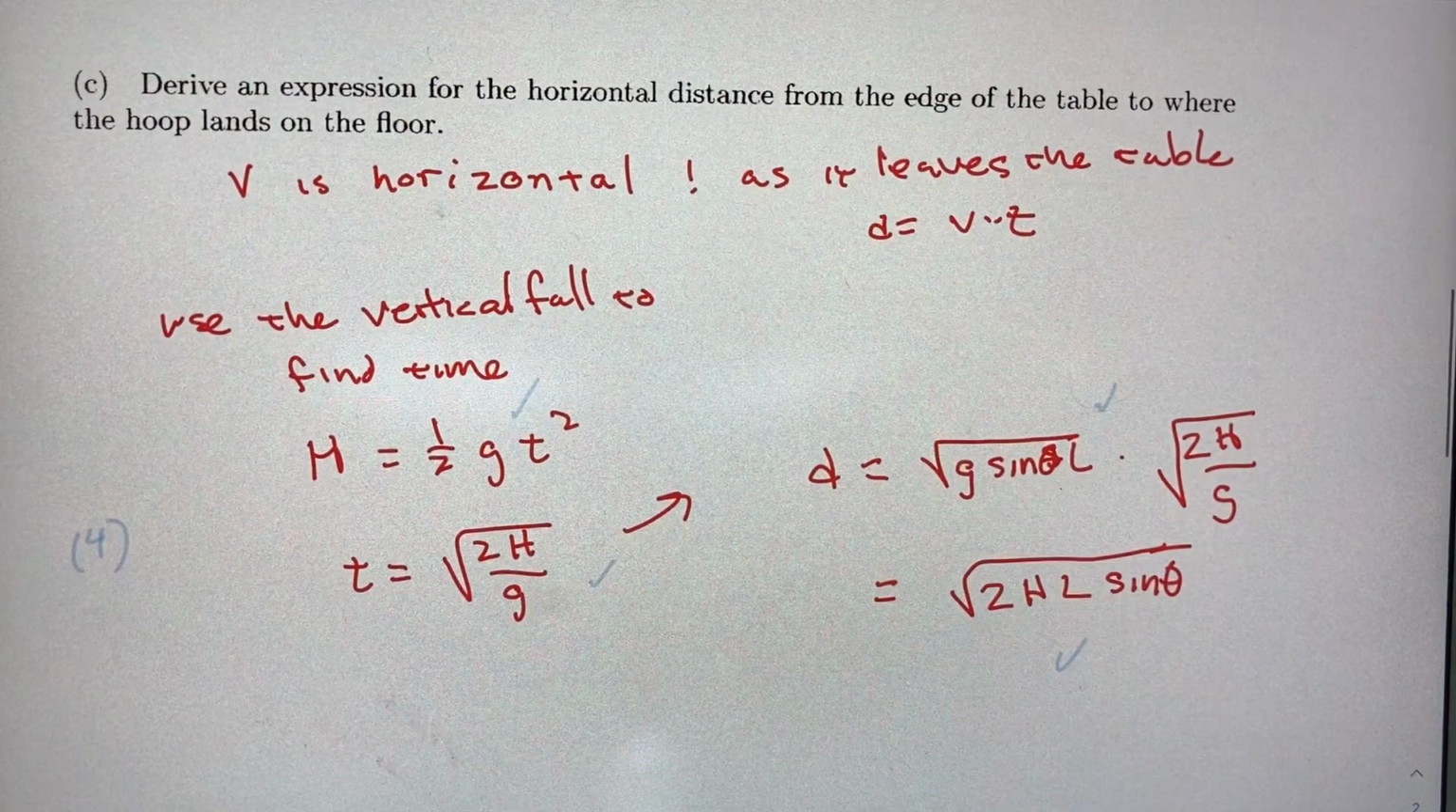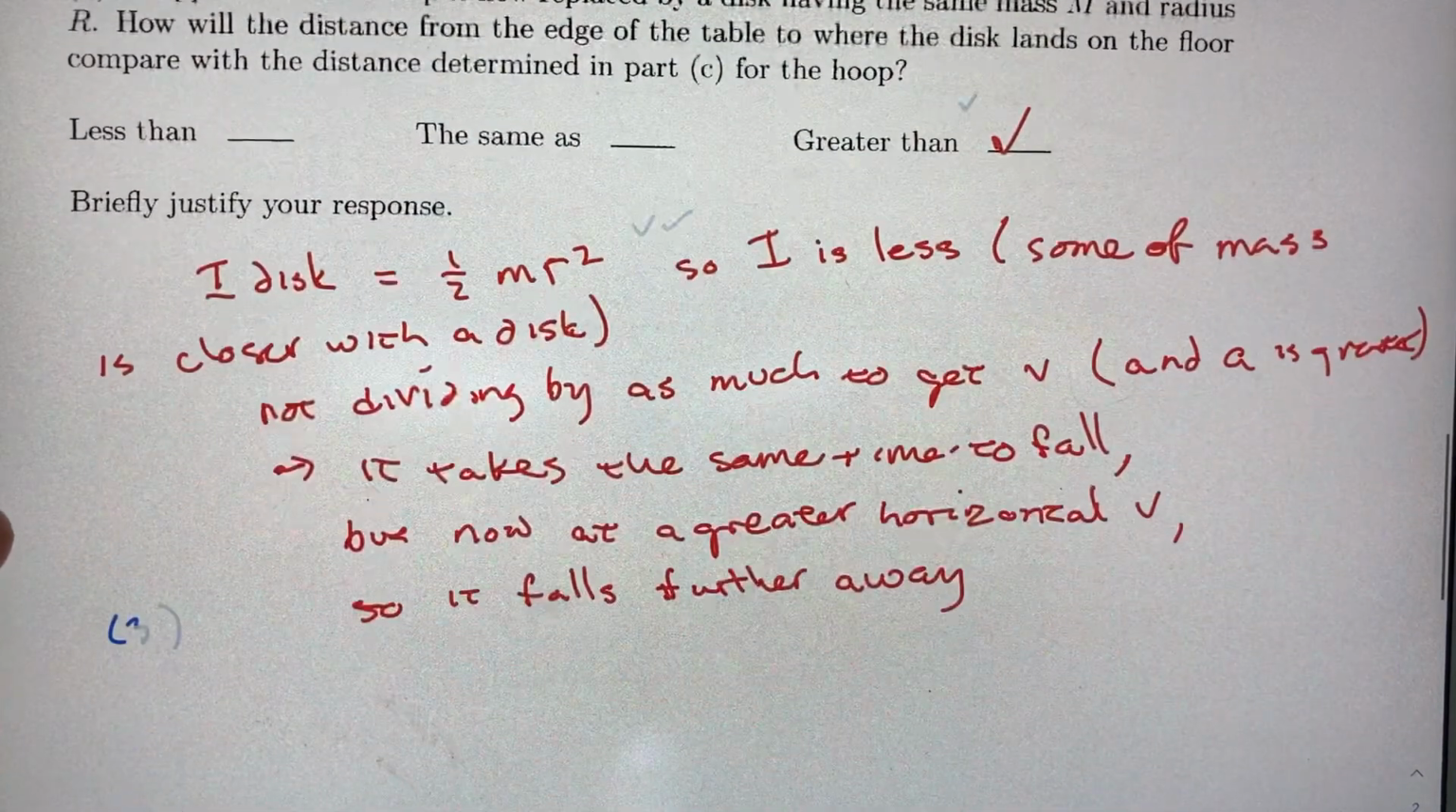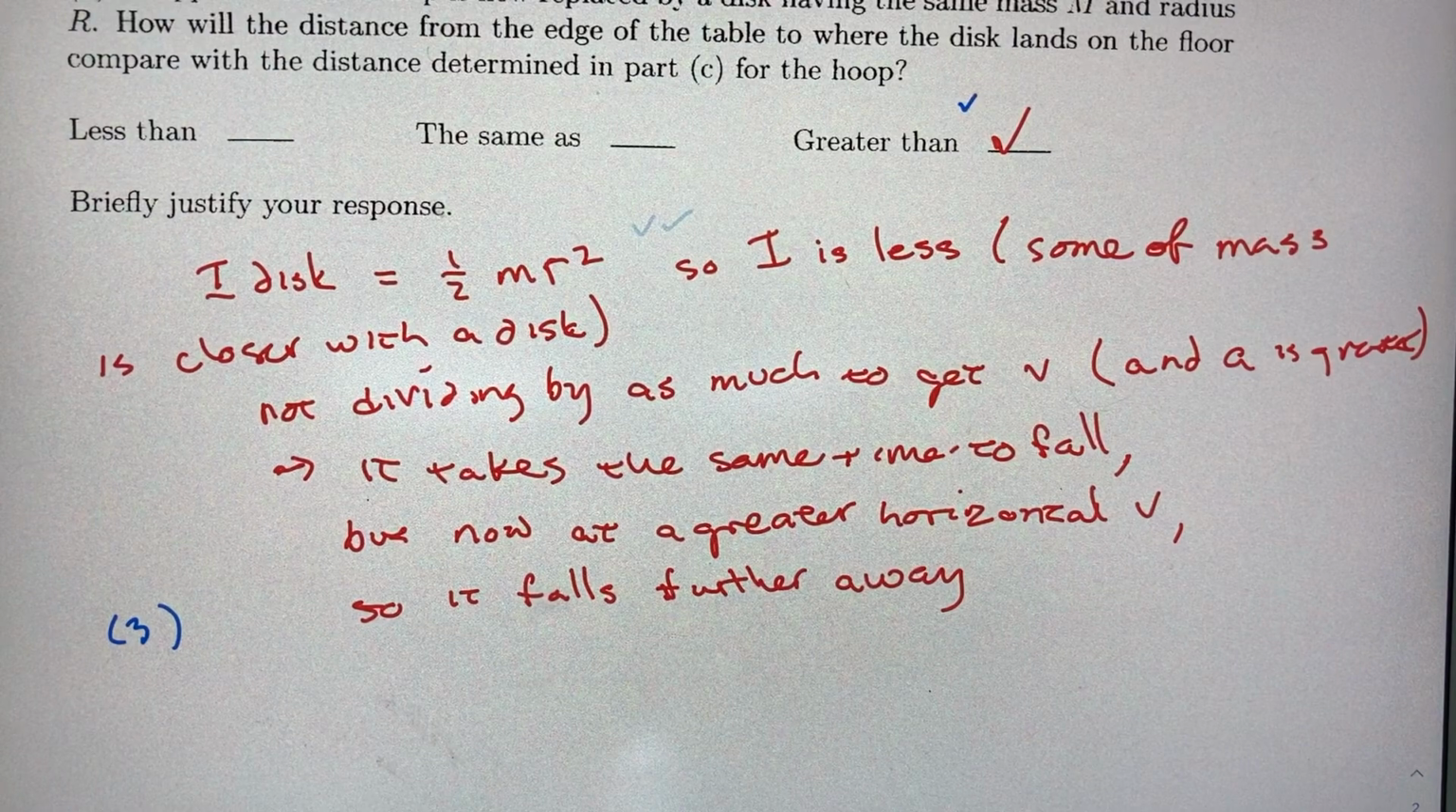The next one is 4 points. 1 point for H is 1/2 gt squared. 1 point is for solving for T. 1 point is for D consistent with what you found for your velocity. And 1 point for combining it together. Last section is 3 points. 1 point for saying greater than, 2 points for a correct explanation.